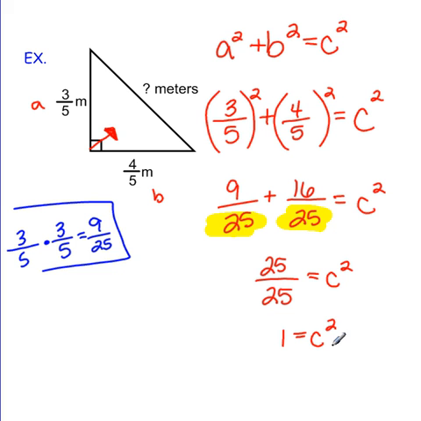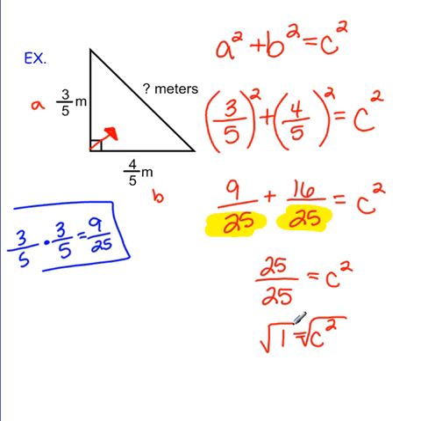But look, we're not finished at all, and some students will stop right here, but we are not finished because we want to know what the hypotenuse is, not what the hypotenuse squared is. Your last step in solving the Pythagorean theorem is always to take the square root, because let's think about it. What undoes a square is if I square root it.